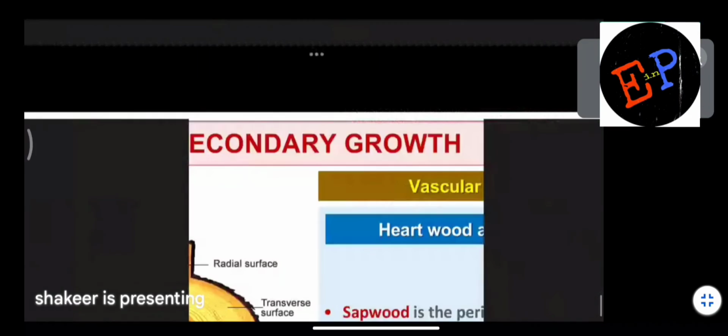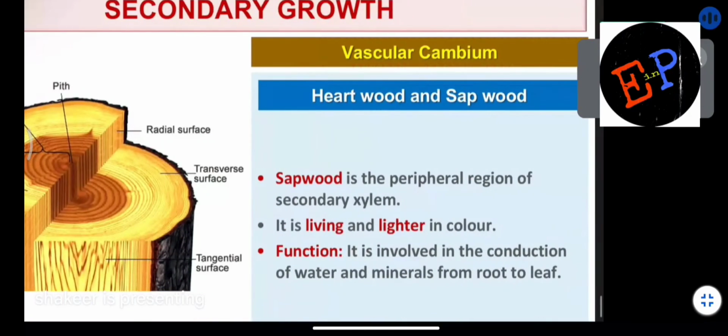Clear nama? That's it. So sapwood is the peripheral region of the secondary xylem. So where is the positioning of this sapwood ma? Peripheral region means outside region to secondary xylem. Are you able to understand? You know secondary xylem nama? Beyond the secondary xylem, all that wood you can call it as sapwood. Clear nama? And it is living wood and it is lighter in color.